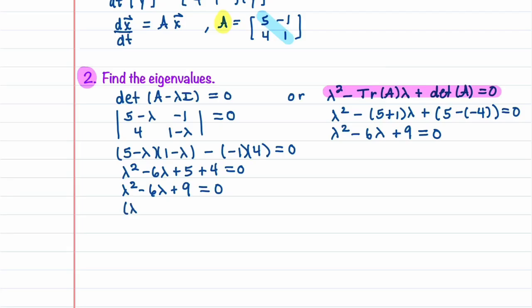Let's now go down here to the left and factor this and find lambda. We can write this as lambda minus 3 times lambda minus 3 is equal to 0, and we get lambda is equal to 3 and 3. Before we go on to the next step, let's make a note of what type of eigenvalue we just got. The eigenvalues in this example are called repeated eigenvalues. This is going to tell us what our general solution is going to look like.